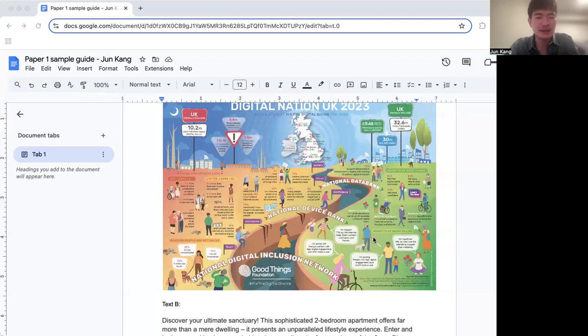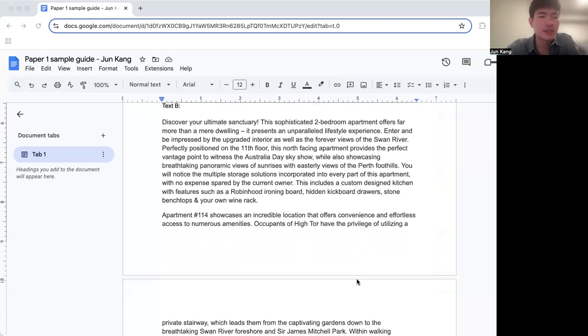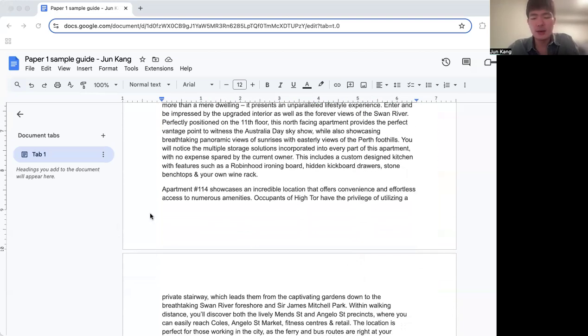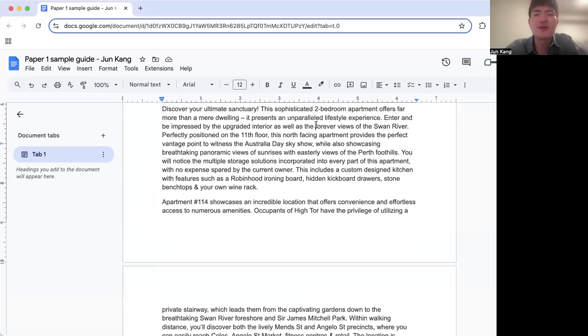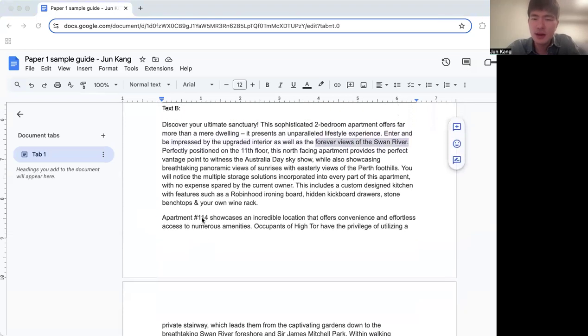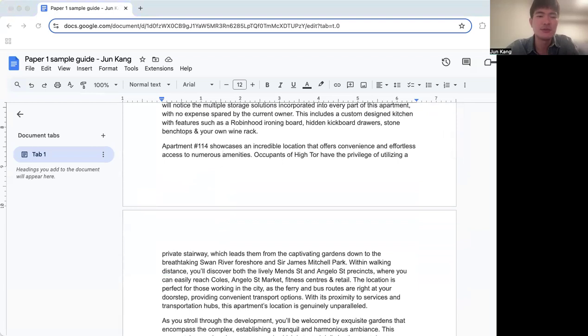So text B, when we look at the middle section, develops its own persuasive tone through emotive imagery, as well as, I'll say, spatial language, right? What are those? We see phrases like forever views of the Swan River, perfectly positioned on the 11th floor, breathtaking panoramic views of the sunrises.